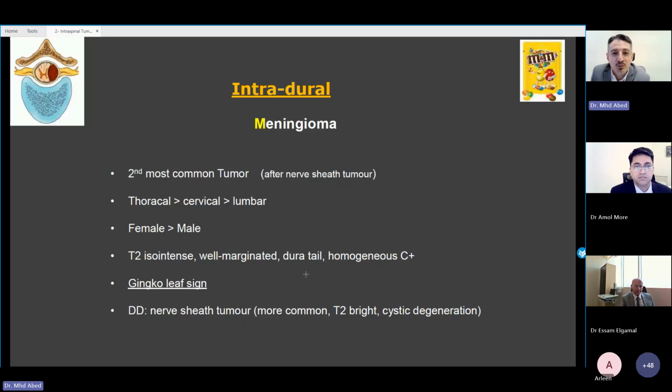How to differentiate meningioma from the most common tumor, the schwannoma? Usually the meningioma is iso-intense in the T2, while the schwannoma is very bright in the T2. The schwannoma will show cystic degeneration, but the meningioma very rarely demonstrates any cystic degeneration in the spine. It is well marginated, with homogeneous enhancement and dural tail sign. And there is also one sign called the ginkgo leaf sign. I can share it with you.